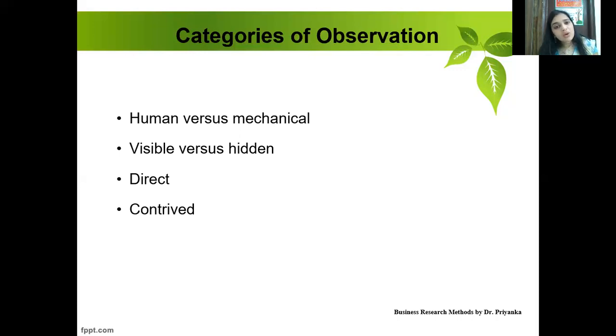What do you mean by contrived observation? Observing subjects in an artificial environment in order to test a hypothesis is called contrived observation. You actually create an artificial environment for them and then you observe. For example, you might ask a person to enter the shopping mall and behave as if they are shopping, picking objects from the trays and then coming to the counter to pay the bill.